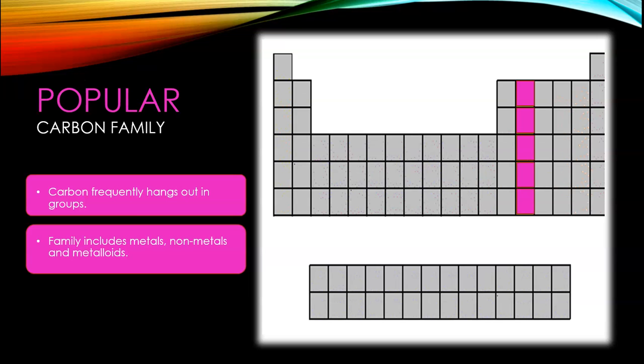In contrast, the carbon family is the most popular family in the table. Because of their structure, members of the carbon family can bond with almost any element in the table. The family itself includes representatives of metals, nonmetals, and metalloids, so the family is a popular place to be. We're choosing Popular Girl Pink to represent the popular carbon family.